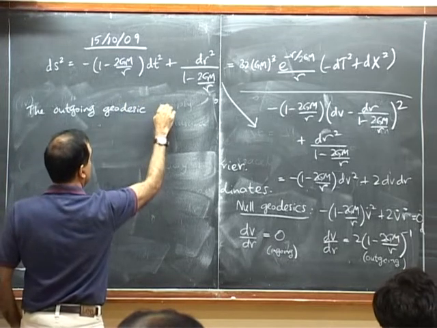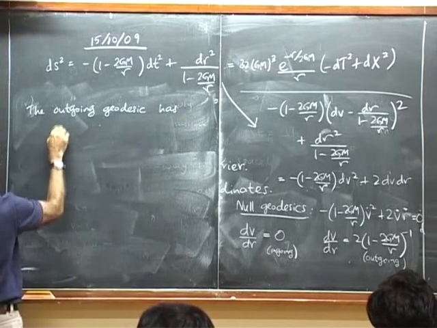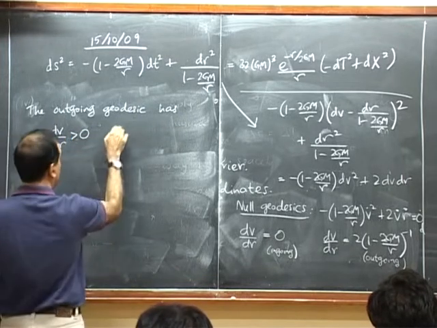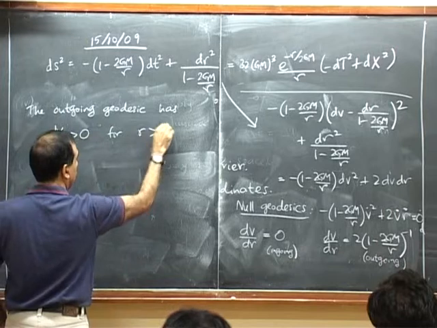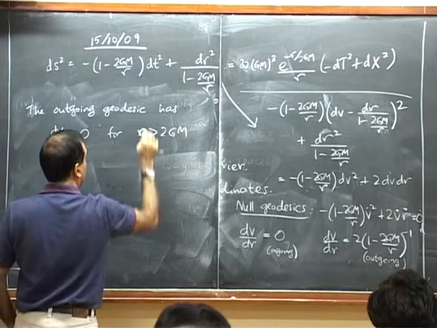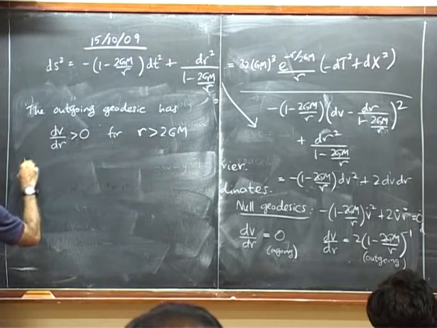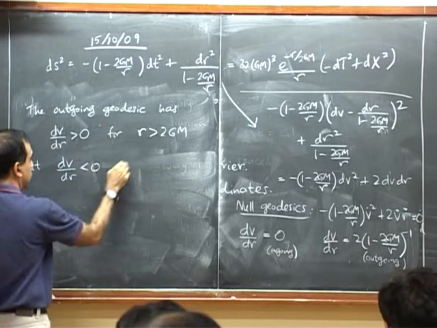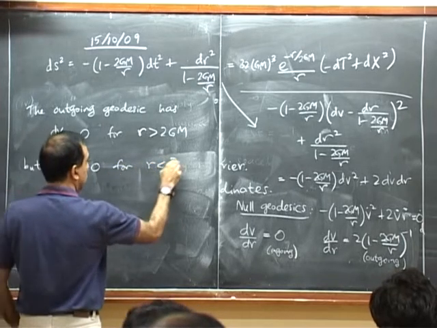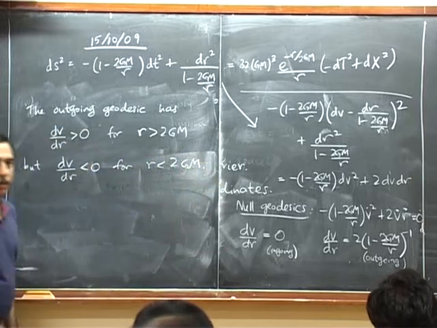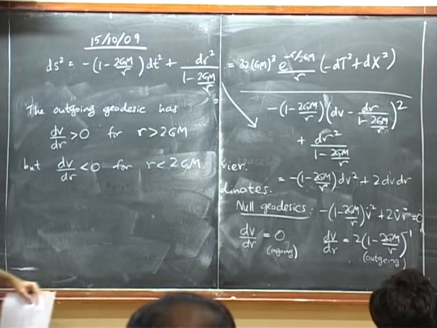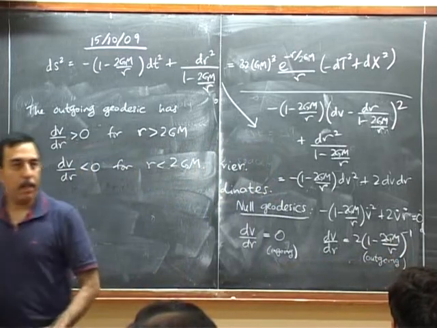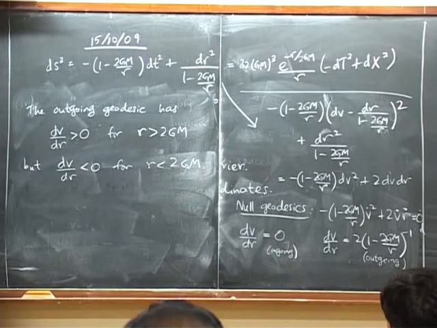Geodesic has dV/dr greater than 0 for r outside 2GM, but dV/dr less than 0 for r less than 2GM. You can see that manifestly. This factor simply flips sign. Okay? Now that's a very interesting thing. Physically, what does it mean?